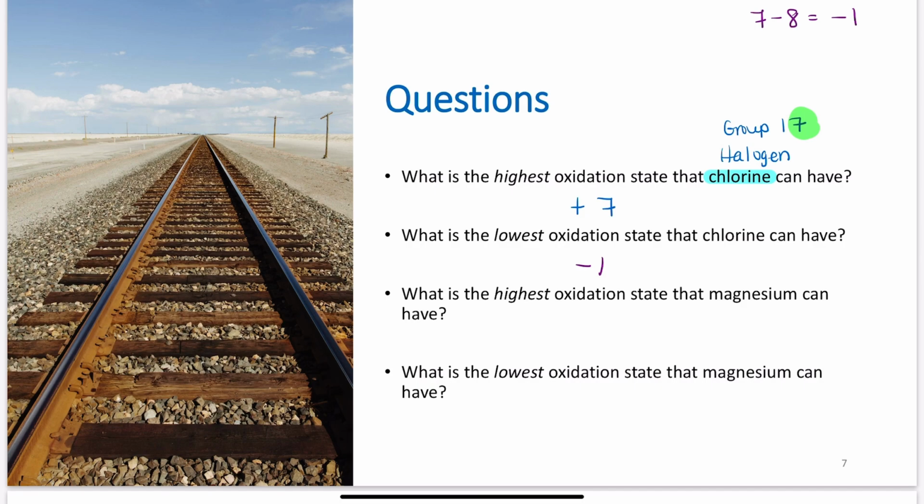What's the highest oxidation state that magnesium can have? Magnesium is an alkaline earth metal in group 2, which means the highest oxidation state it can have is a plus 2. What's the lowest oxidation state magnesium can have? Some people are going to tell me 2 minus 8, negative 6, but I need to recognize that magnesium is a metal, which means the lowest oxidation state it can have is 0.